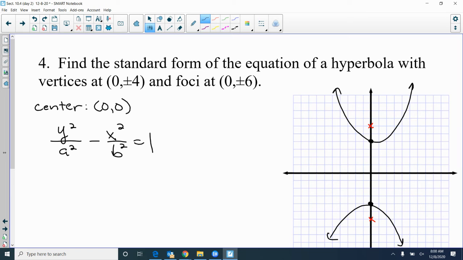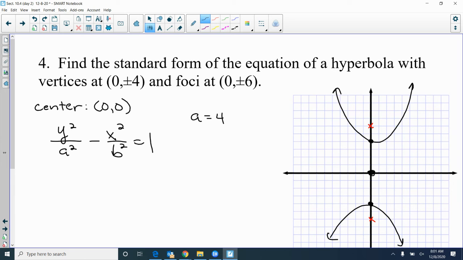All right, now we have to figure out what a and b are at this point. Well, I know one of them. Which one do I know? Just from the information. Okay, Eddie, what do you think? The a. And what is a? It's going to be 4. A is the distance from the center to your vertices. And so, Eddie, what's going to be the distance from the center to the foci?